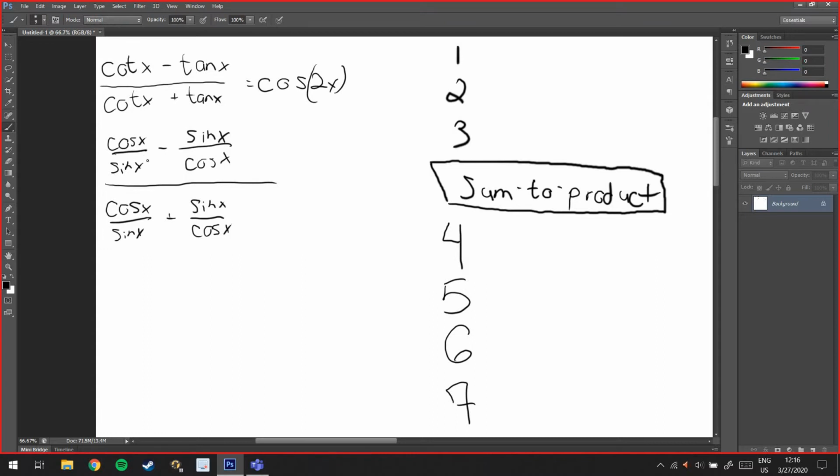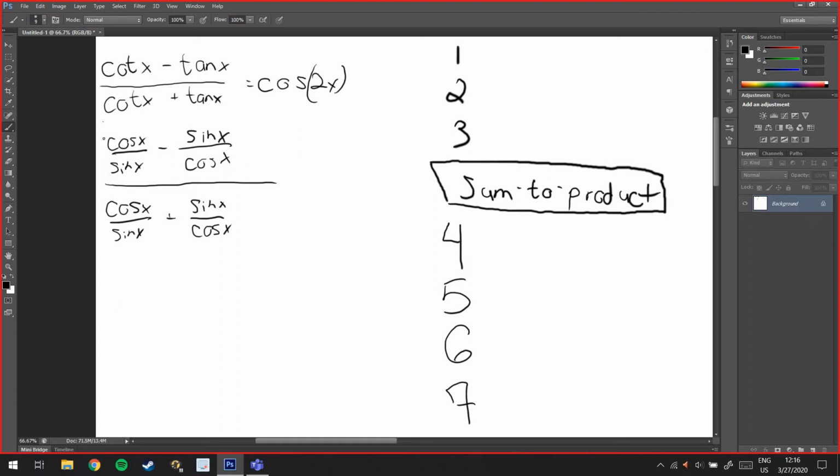So what I can do... What would be my easiest common denominator? Sine times cosine. Yes, sine times cosine. So for here, I multiply by cosine.